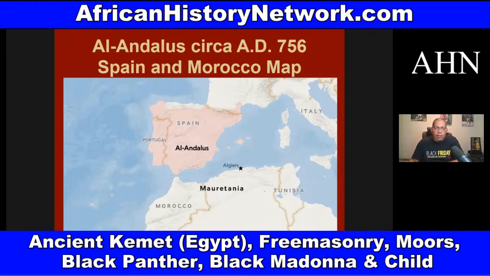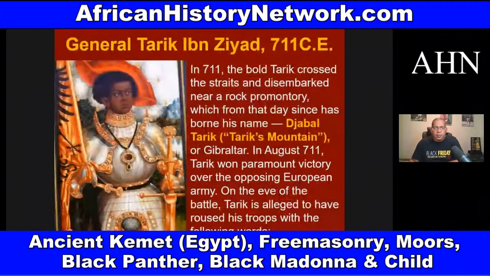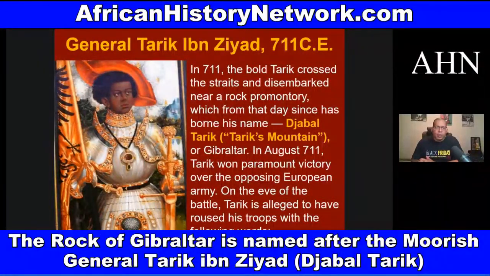And we know that in 711, General Tariq ibn Ziyad, where he lands, they call that Jebel Tariq, or Tariq's mountain, and we call it Gibraltar. Gibraltar, or the Rock of Gibraltar. Gibraltar comes from Jebel Tariq, Tariq's mountain. In 711 AD, the boat Tariq crossed the straits and disembarked near a rock promontory, which from that day since has borne the name Jebel Tariq. Tariq won a paramount victory over the opposing European army.